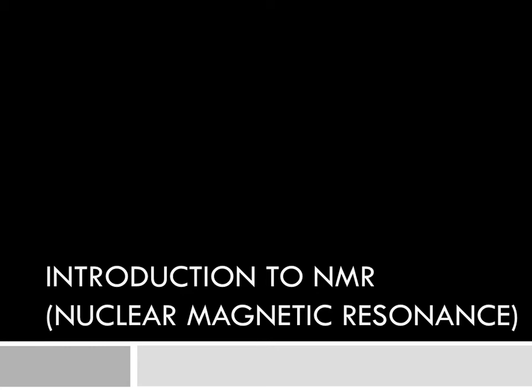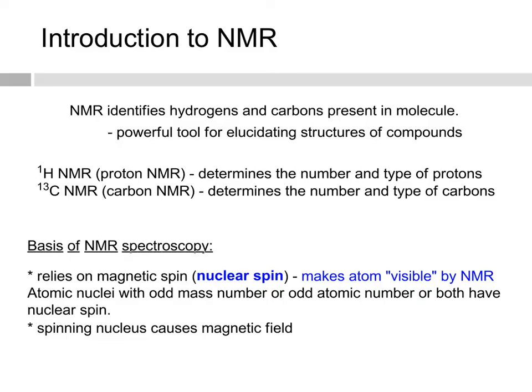This is an introduction to NMR. NMR, or nuclear magnetic resonance, identifies hydrogens and carbons present in the molecule. It's a very powerful tool for elucidating structures of compounds in organic chemistry.